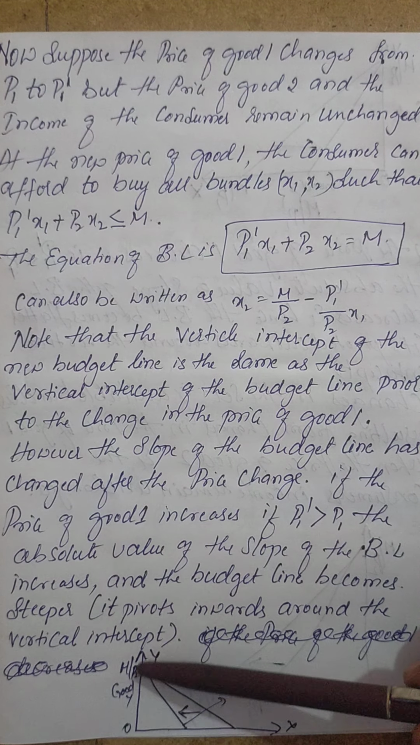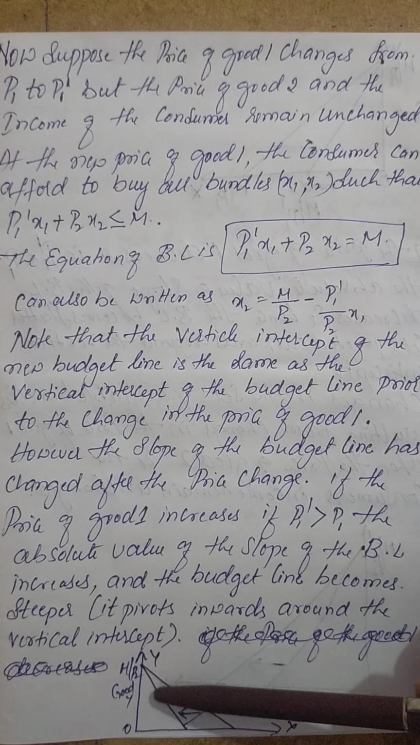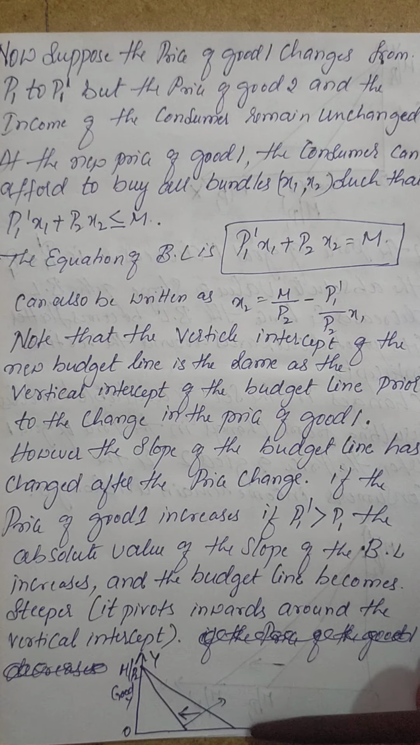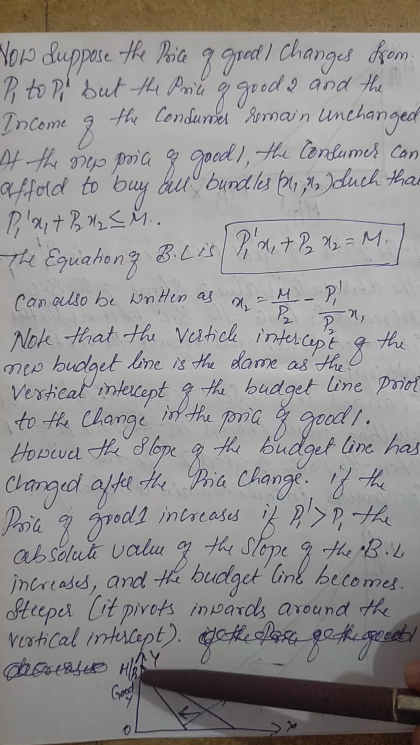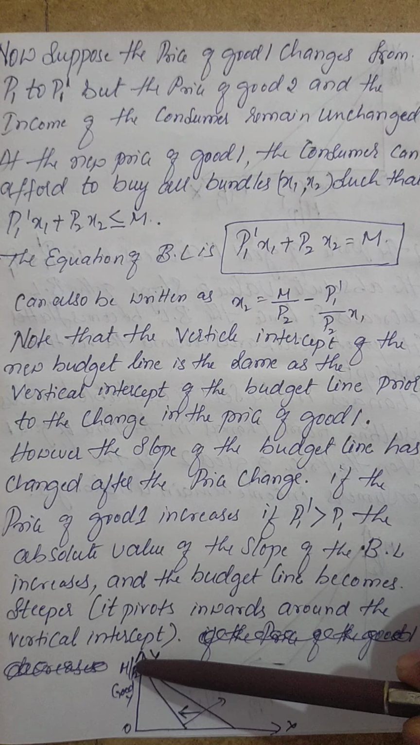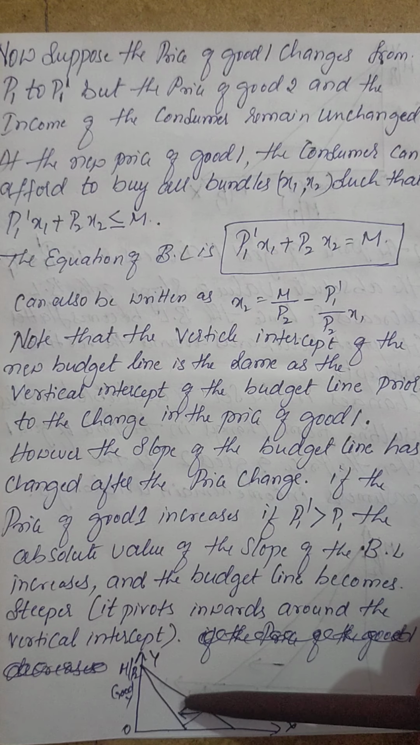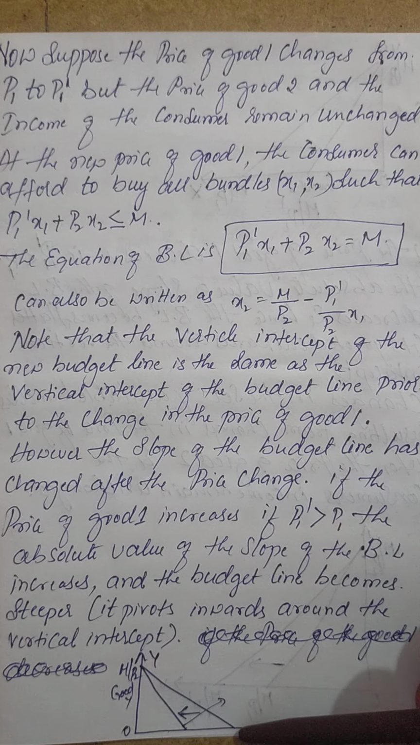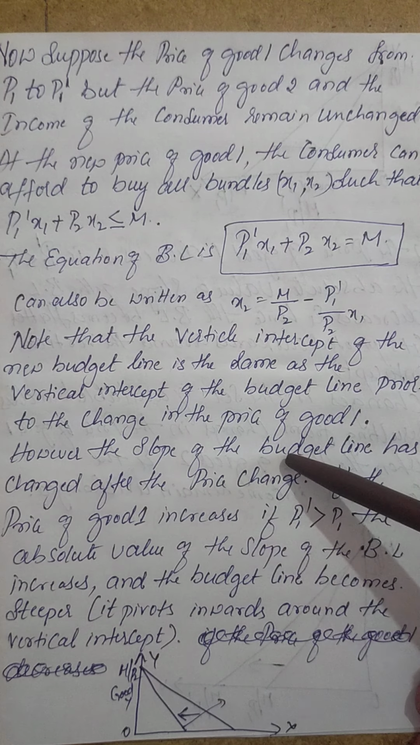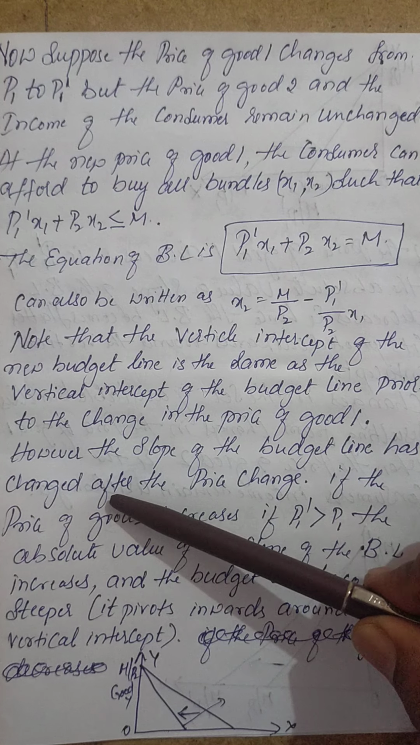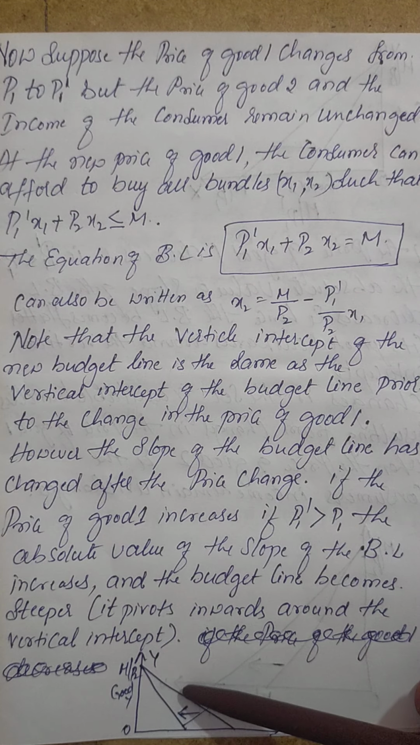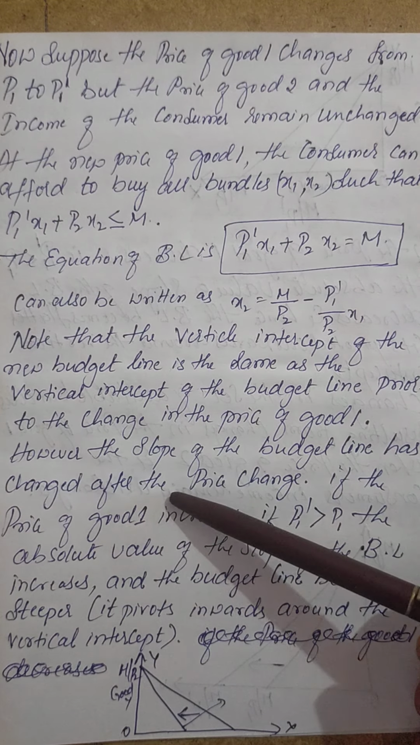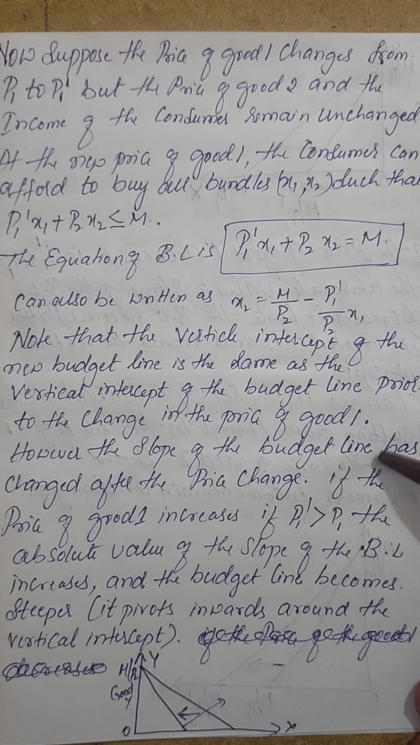See here, this is the vertical intercept. This is the old one, which is M by P2. This is the change that has taken place. It looks the same as the old budget line, but the slope of the budget line has changed, isn't it? This is the slope. Now this slope has changed. It looks like the same budget line, but the slope has changed. So after the change in price, the slope of the budget line changes.